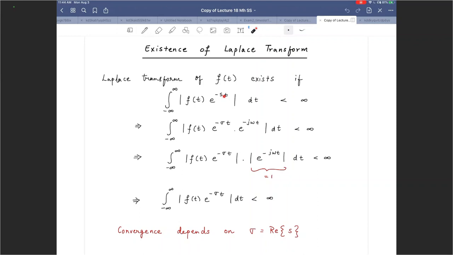Now e to the minus st can be broken up into e to the minus sigma t and e to the minus j omega t. And the magnitude of e to the minus j omega t is always going to be 1. That is why it doesn't matter to the convergence. You will only have the absolute value of f of t e to the minus sigma t dt to be less than infinity. That essentially means the convergence depends only on sigma, the real part of s. And that's the formal proof for that. It doesn't depend on omega.